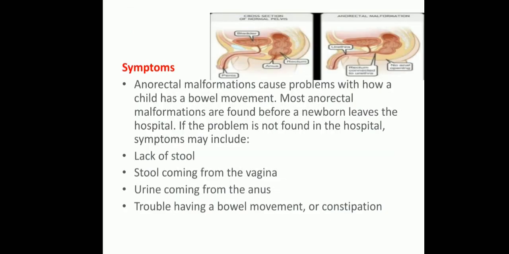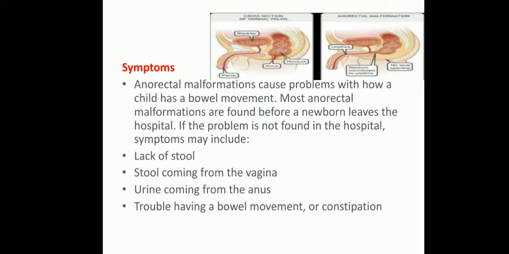Coming to the symptoms, anorectal malformations cause problems with how a child has bowel movements. Most anorectal malformations are found before a newborn leaves the hospital. Before that itself, they recognize whether there is no opening of the anus. By hospital itself they are recognizing that the baby has some anomaly.